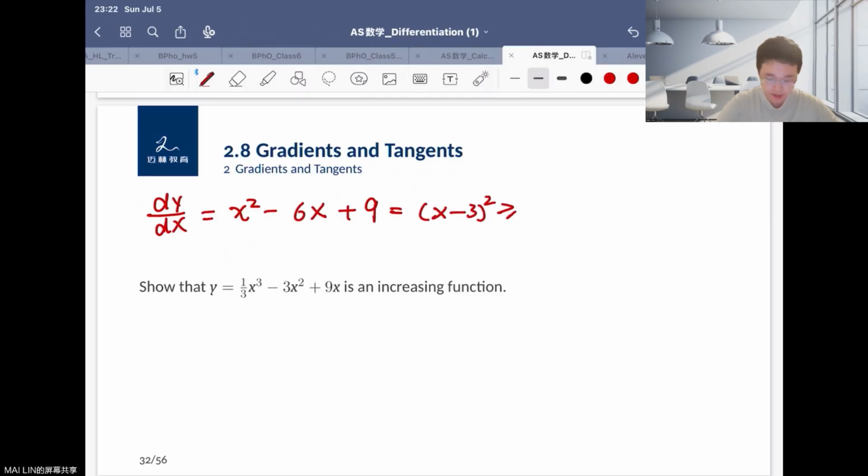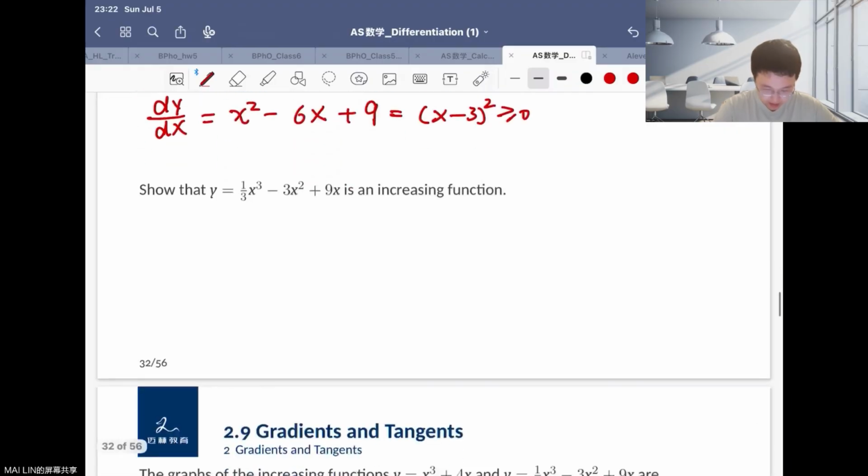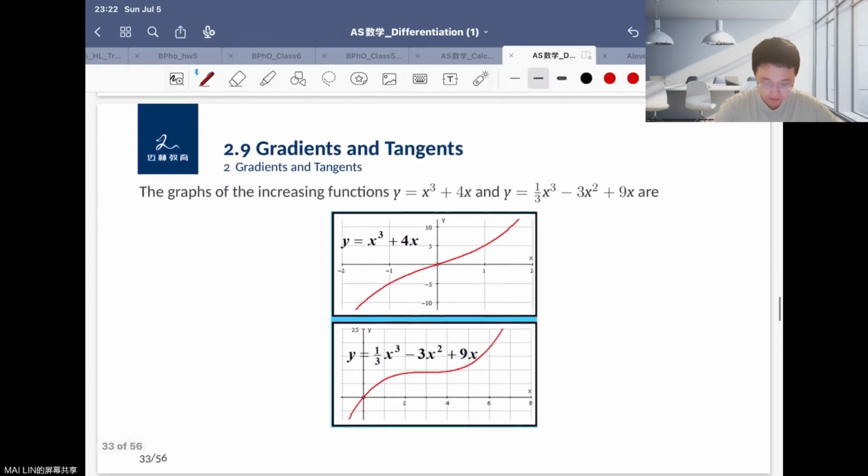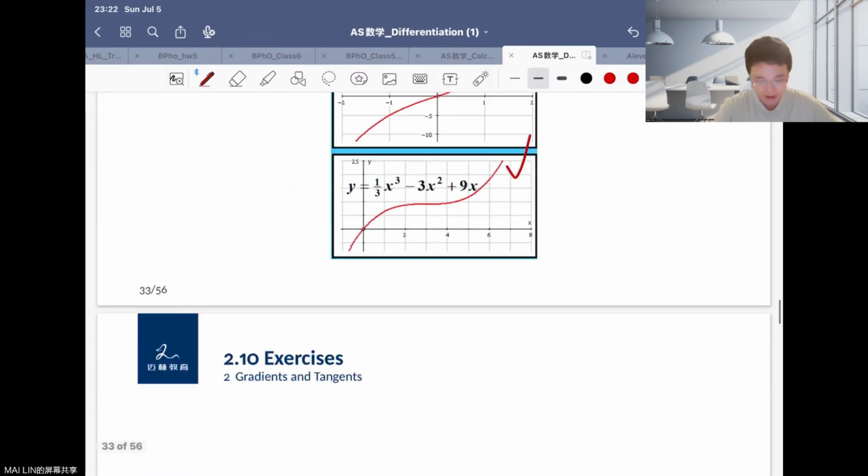So it's bigger than or equal to 0. So we can say that because it obeys the rule, it's an increasing function, right? Okay, that is for this problem. And you can find that these are two increasing functions, we have already proved that, right? And the differentiation is also always bigger than 0, right? Okay.